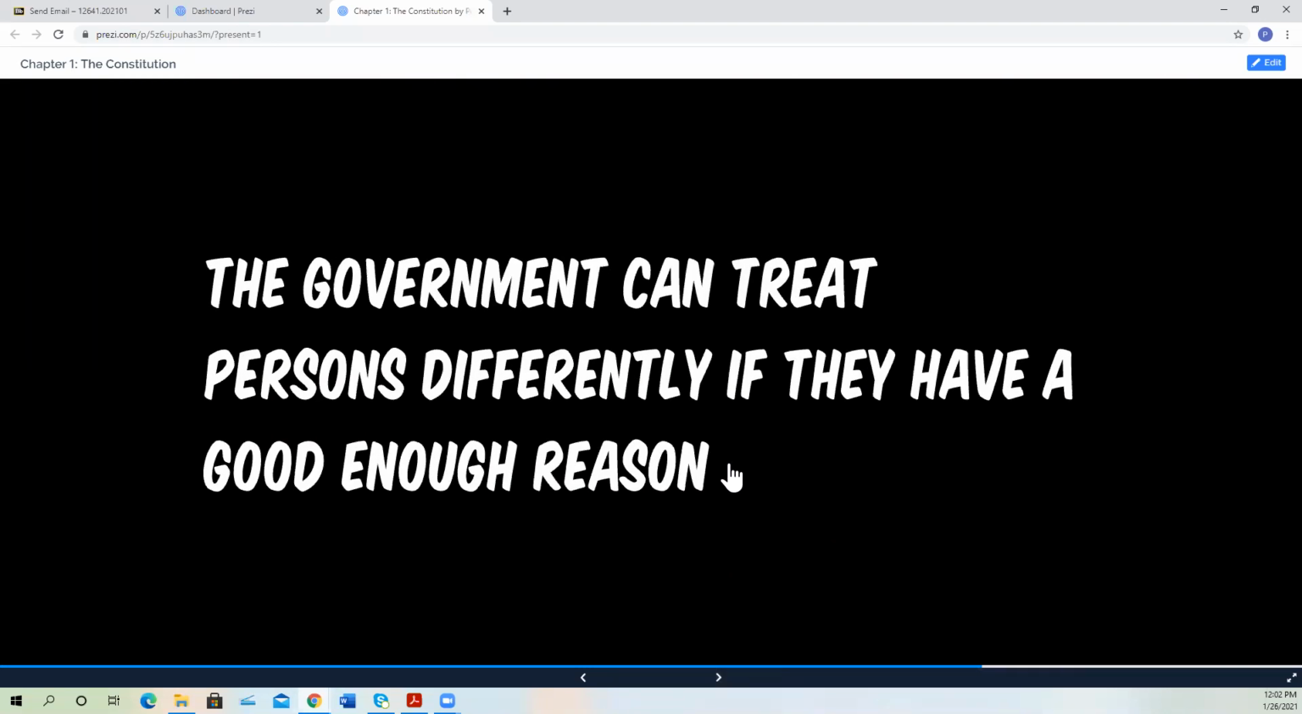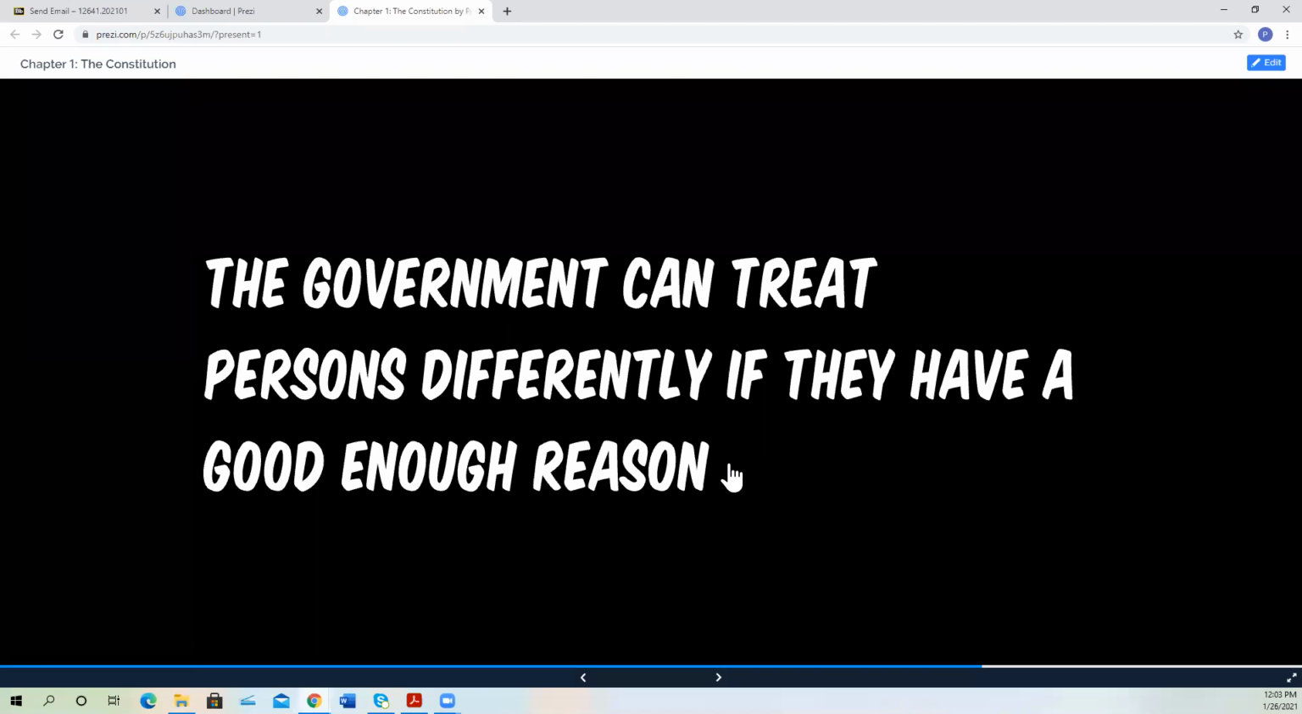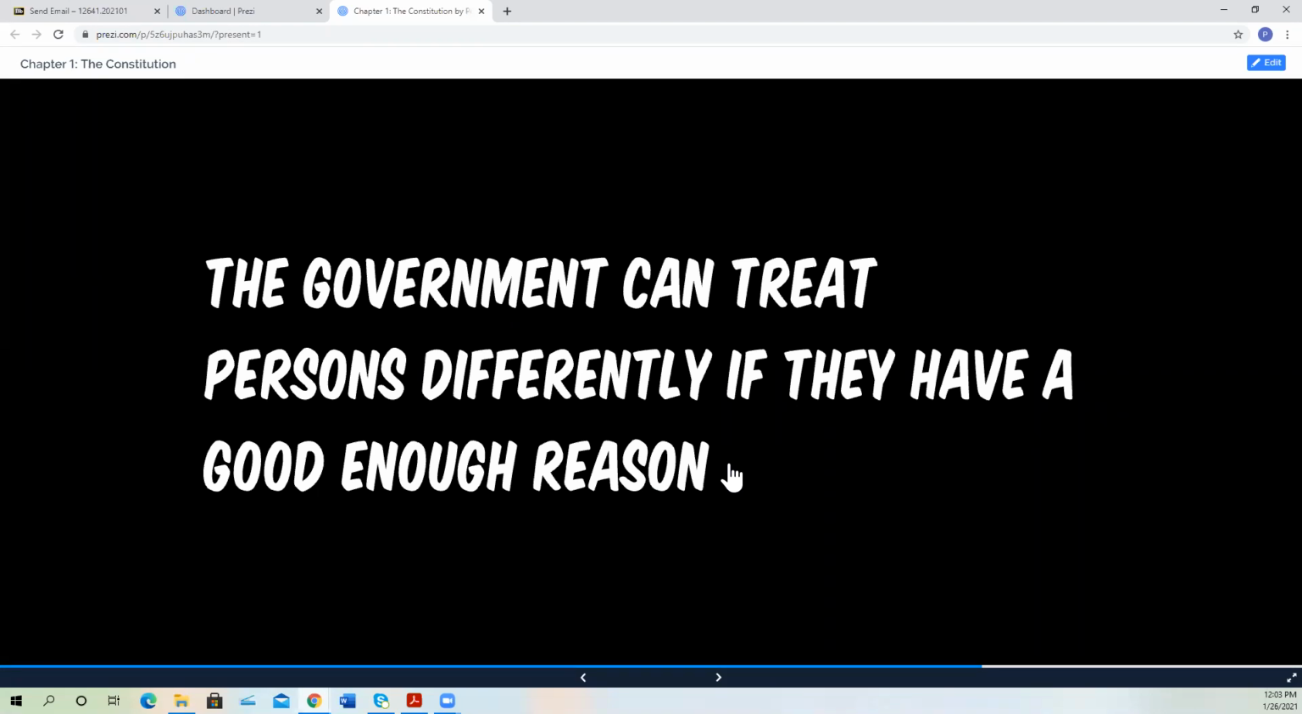So the government can treat persons differently if they have a good enough reason. That's where we stand today on equal protection. The court's not saying that the government can never treat people differently. What they're saying is that the government can treat people differently, but if they do, they need to have a good enough reason.